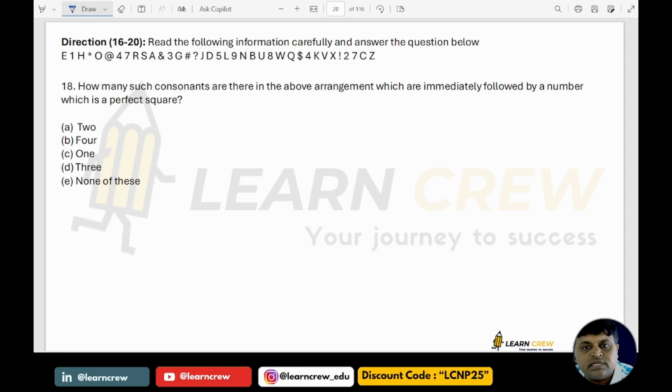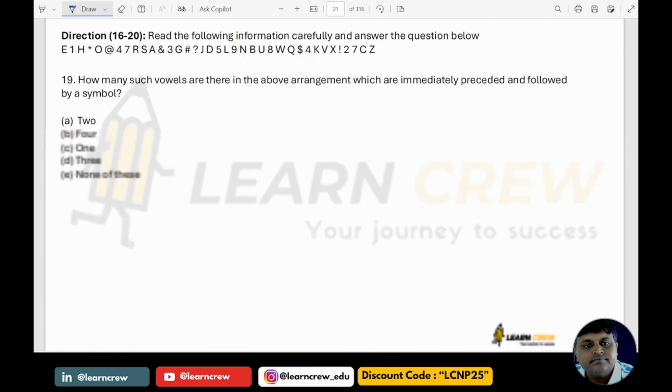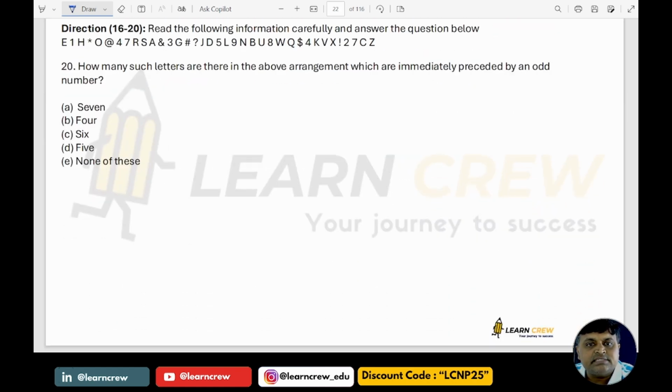Next, how many such consonants are there in the above arrangement which are immediately followed by a number which is a perfect square? Just now I have said it is L9. Only one. Nowhere do you have after a consonant a perfect square. Question number 19. How many such vowels are there in the above arrangement which are immediately preceded and followed by a symbol? I could see only one here, so only one.